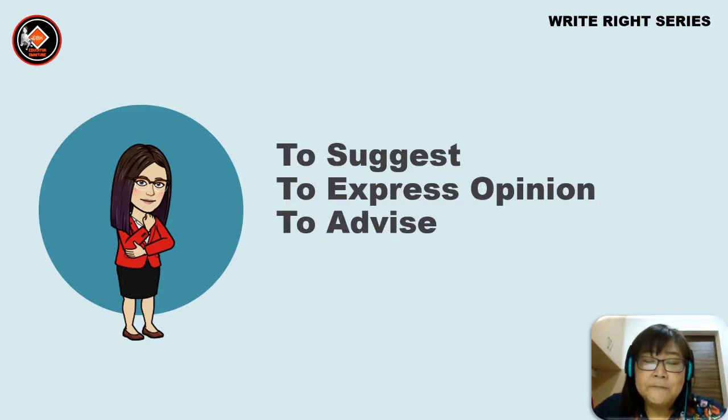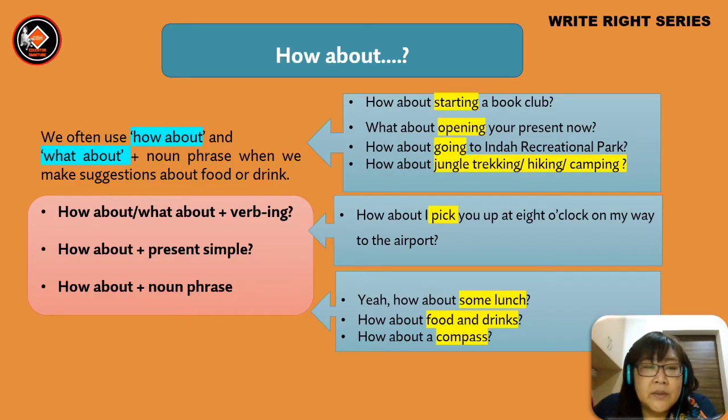So here, let's learn how to suggest, to express opinion, and also to advise. How about? We often use how about and what about plus noun phrase when we make suggestions about food or drink. So there are 3 types of sentences that you can write. First, how about or what about, and plus the verb ing, how about plus present simple, and how about plus noun phrase. Let's look at how about or what about plus verb, and then you must add ing.